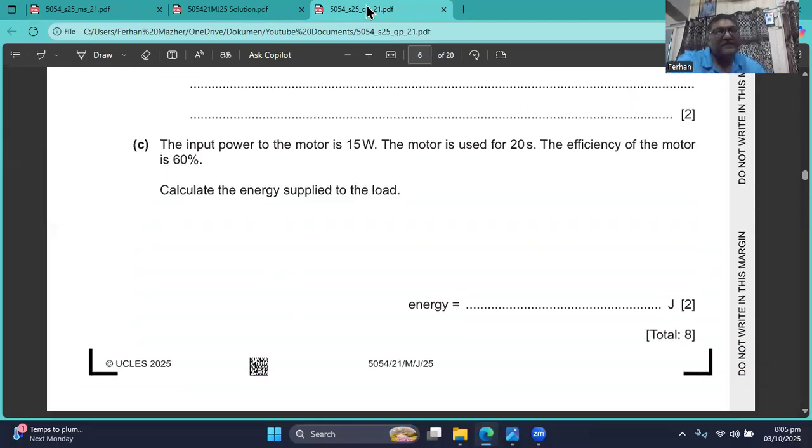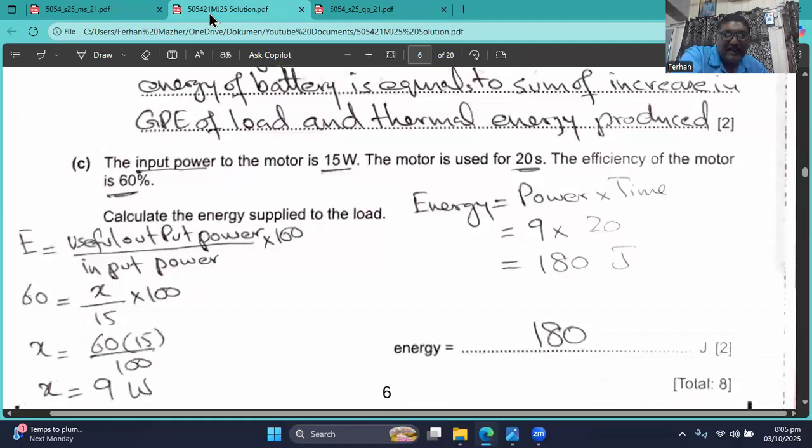Question number 3, it's C part. He says the input power to the motor is 15 watt. The motor is used for 20 seconds. The efficiency of the motor is 60%. Calculate the energy supplied to the load. Okay. So the input power we know and the output power we can calculate. The motor is only 60% efficient. Then we can calculate the energy as well.